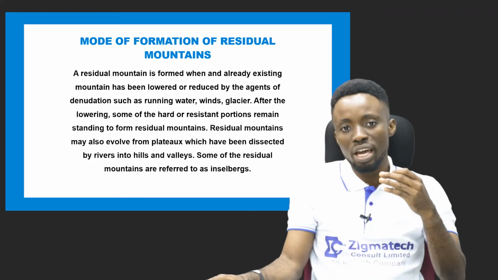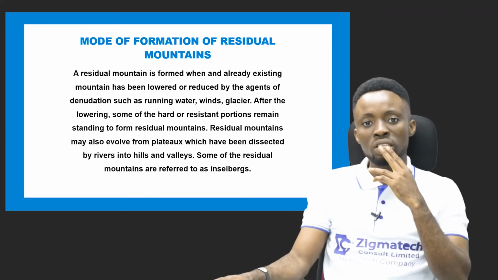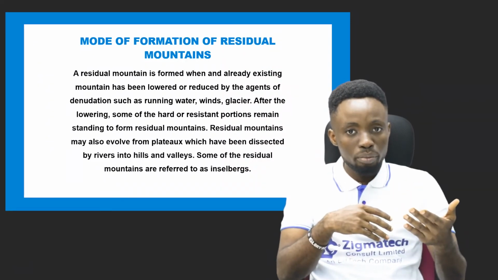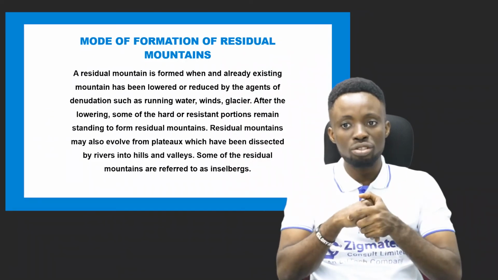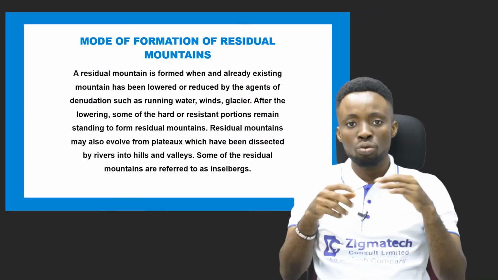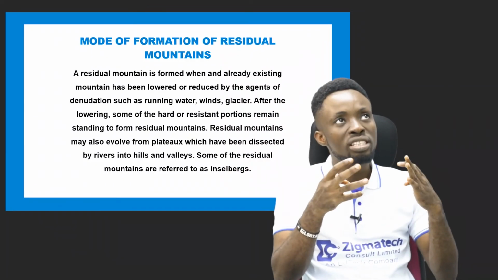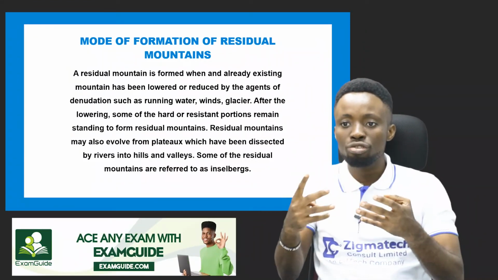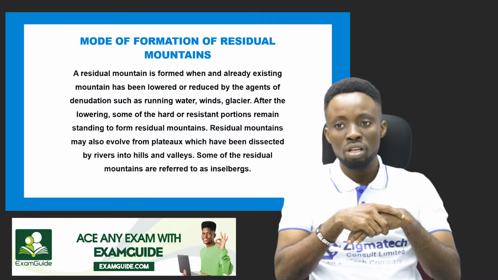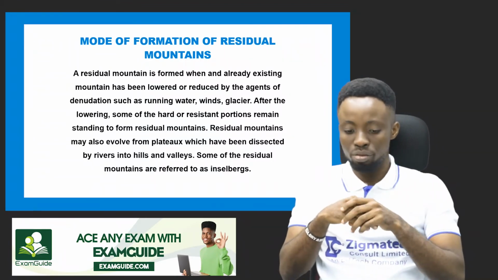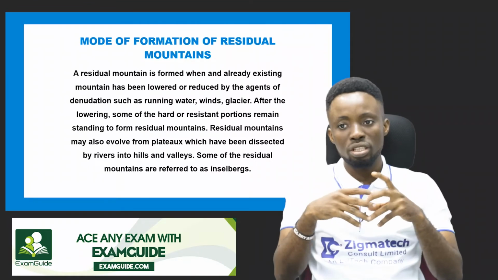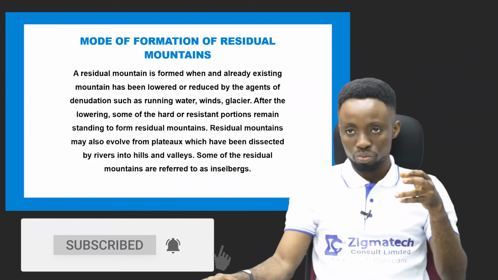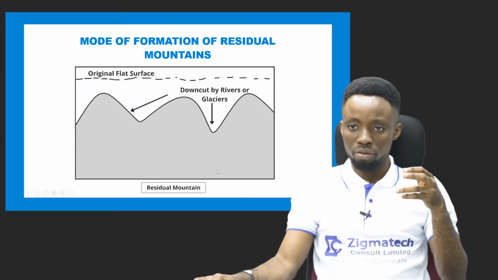And also with time, these residual mountains can evolve from plateaus and dissected plateaus, to be precise. So when we have a dissected plateau that is either dissected by a river or a running stream, they can as well lead to the formation of residual mountains. And in arid regions, these residual mountains are actually referred to as inselberg. So this is how a residual mountain is formed.